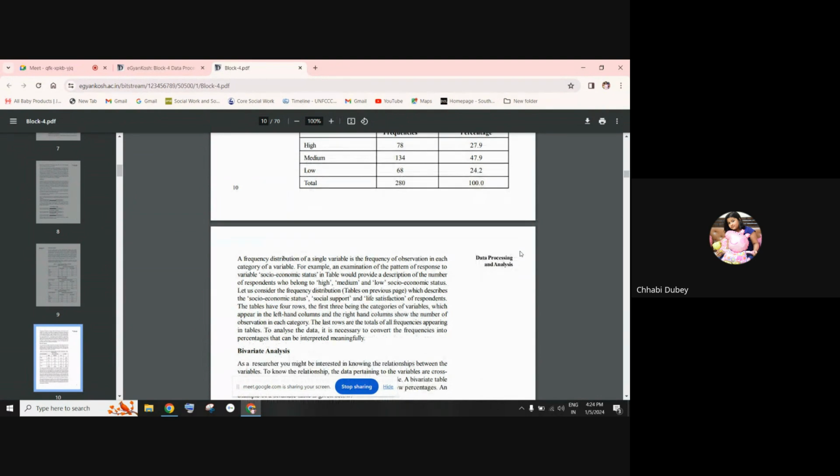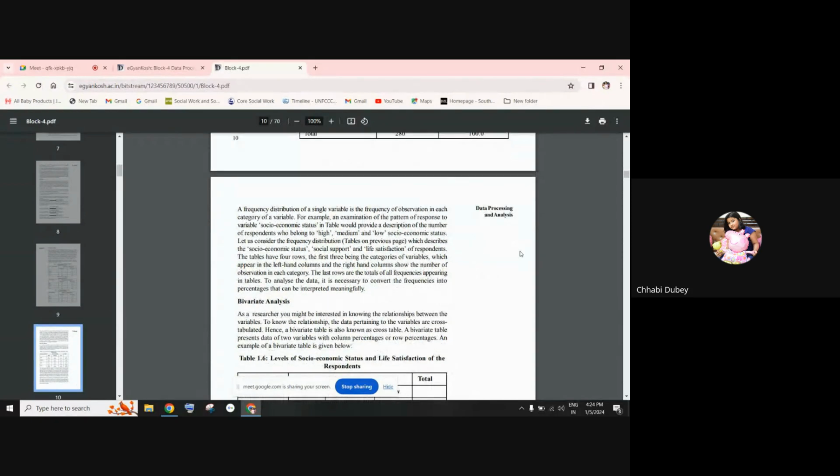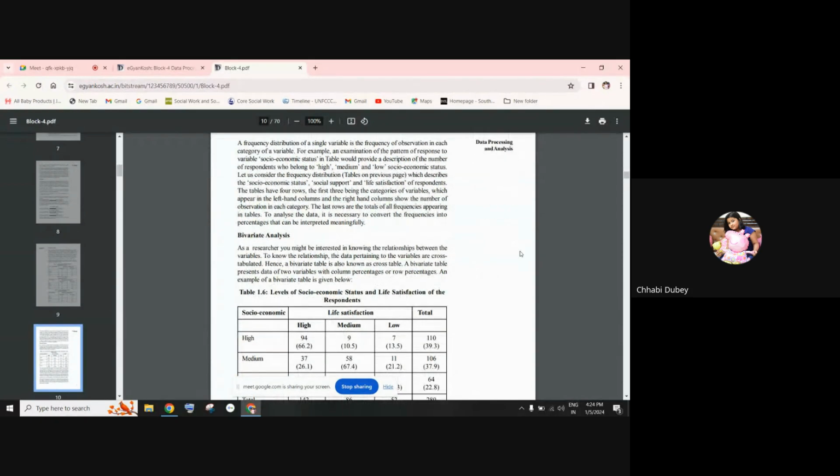When we want to analyze this data, we are going to convert the frequencies into percentages. Based on these percentages, it will be easier for us to interpret the data meaningfully. Now, after the univariate analysis comes the bivariate analysis.